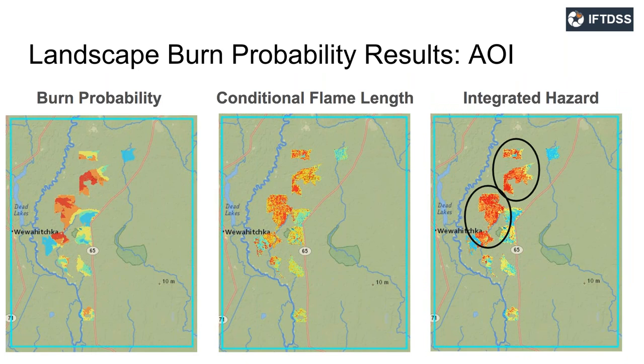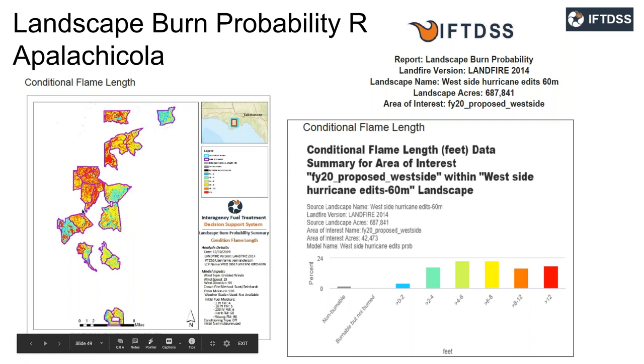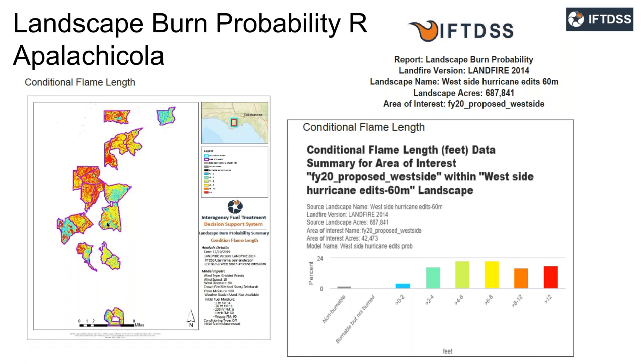So when you produce the reports, you're producing the reports just on those polygons and not on the entire landscape. That's what this screen capture is showing, using that area of interest locked into those burn units to get those report results. And this is what one of the reports would look like from that. This is based on that conditional flame length and how it's broken out across those different burn units.